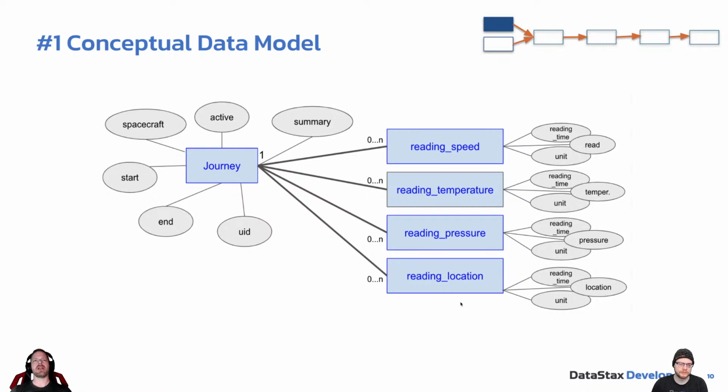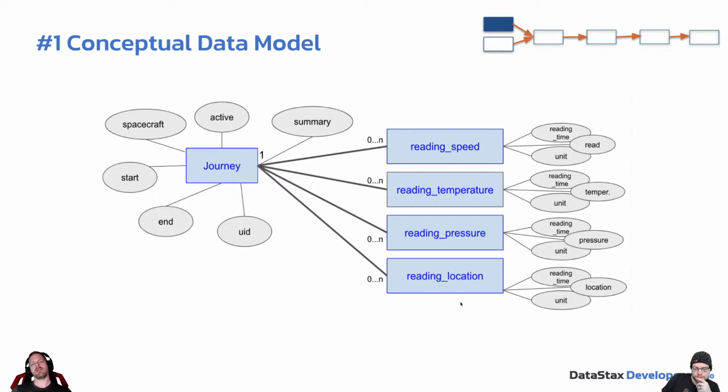So what kind of properties might a journey have? Well, if I'm tracking journeys for a spacecraft, I probably have a spacecraft property. I probably want to know when it starts and when it ends, maybe some unique identifier with a UID. Is it active or not? Is it in progress right now, or has it already ended? And then maybe some kind of summary. If you take a look on the right-hand side, you'll see reading speed, reading temperature, and so on.